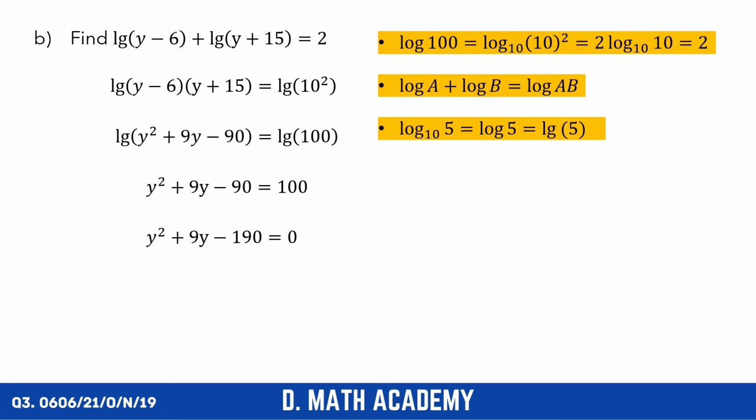And through the factorization process, you will get two results here, which is y plus 19, y minus 10 equals 0. And your answer will be 10 only, because y equals -19 is not accepted. So that will be your final result.